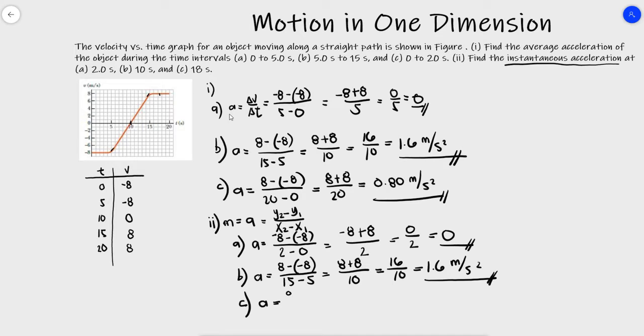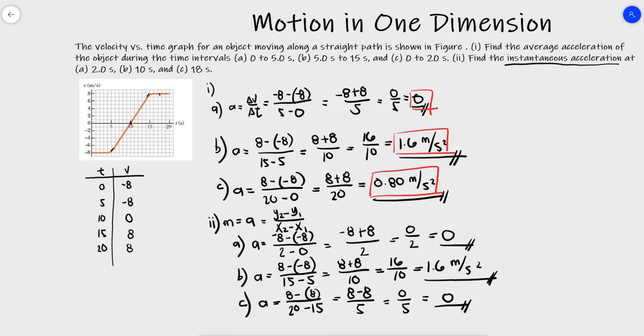For the slope, let's say 8 minus 8 for 15, and 20 minus 15. Therefore, we have 8 minus 8, which as you can see is equal to 0, over 5. This is 0 over 5, that's also equal to 0. That is our answer, because as you can see, this part of the line is a horizontal line, and the slope of a horizontal line is equal to 0. And here are our answers.